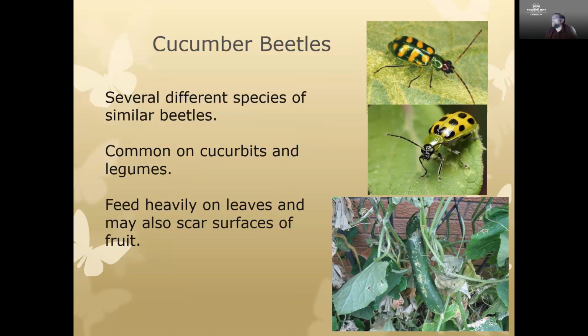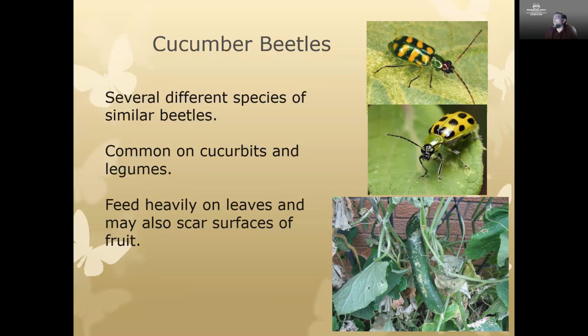As you might expect from their name, they are commonly found on cucurbits like cucumbers and squash and zucchini. We also find them on legumes, so you'll find them on beans and other plants. And they will feed heavily on leaves, may also scar the surface of the fruit. You can see some of that fruit scarring there in that picture down at the bottom.